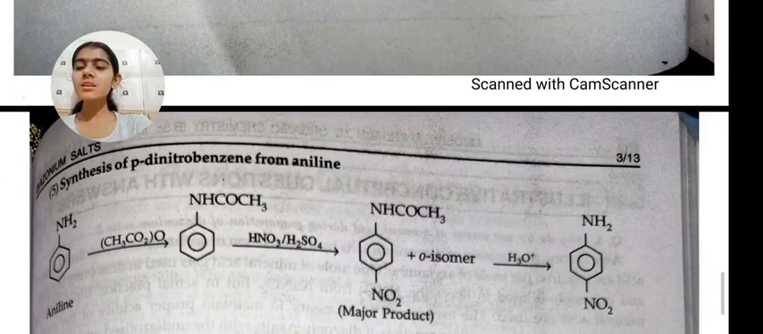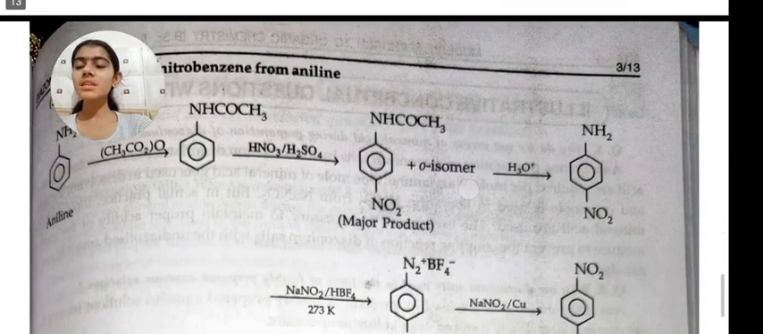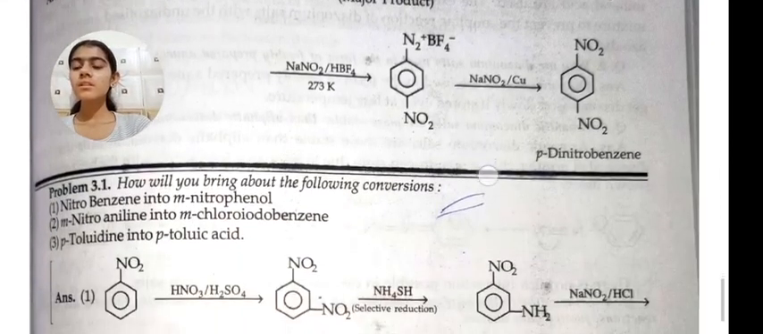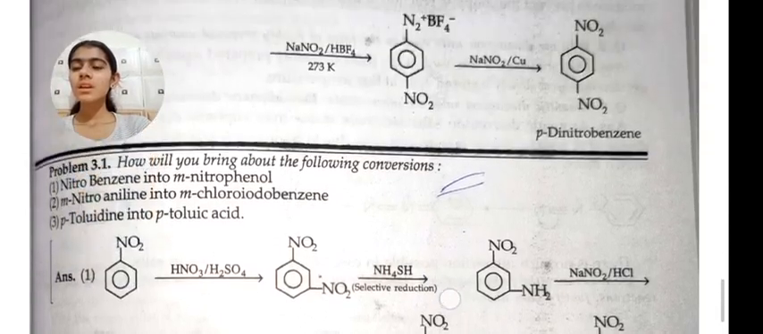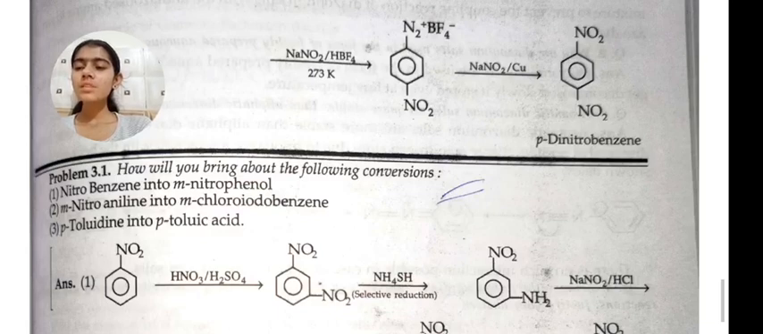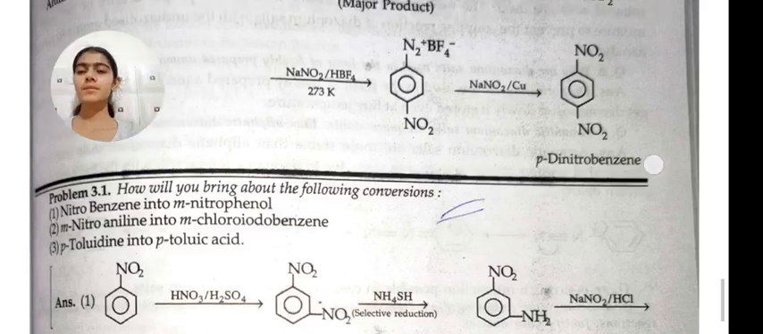Synthesis of para-dinitrobenzene from aniline is as follows. You can see all the reactions. Here are some conversions. The first conversion is nitrobenzene into meta-nitrophenol. Second is meta-nitroaniline into meta-chloroiodobenzene. And the third one is para-toluidine into para-toluic acid.